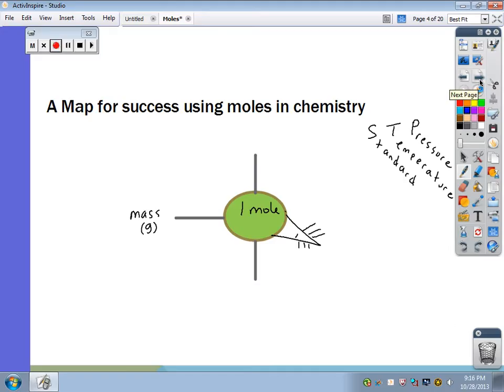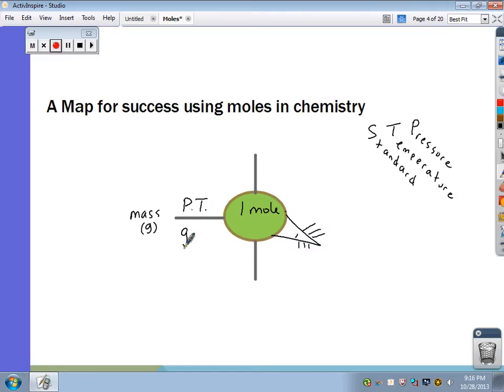So we're going to have a map for success for using moles in chemistry. You need to memorize this. We're going to find the mass in grams, and to do that, we're going to use the periodic table and do something called the gram formula mass. We're going to measure the volume in liters at something called STP. This is standard temperature and pressure. That's because if I change the temperature or the pressure, I can actually change the volume of a gas. Now, 1 mole is equal to 22.4 liters.